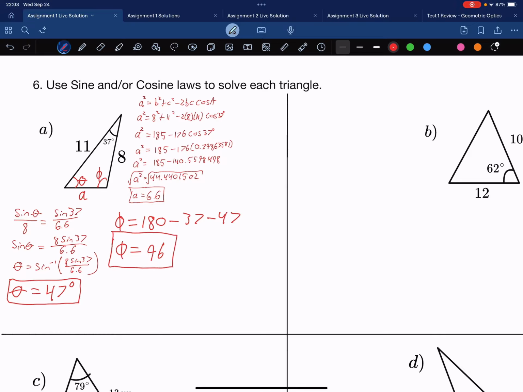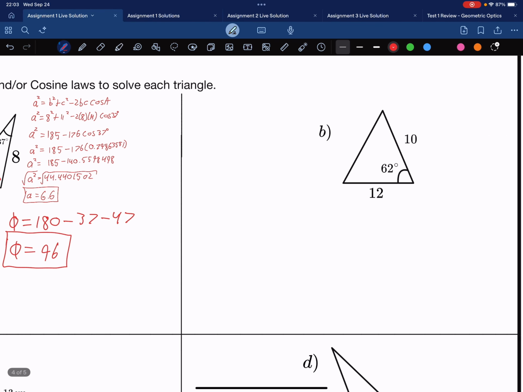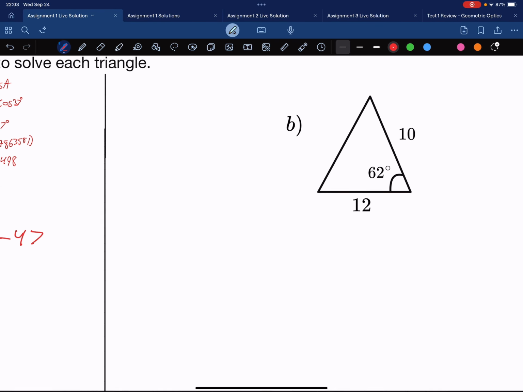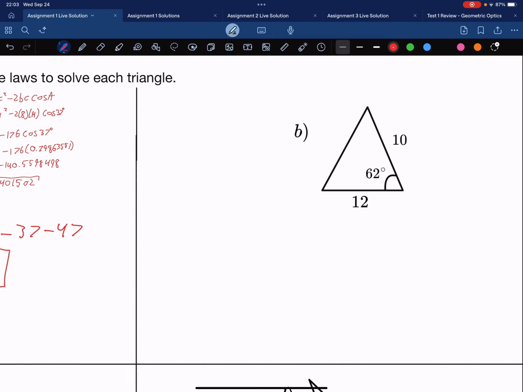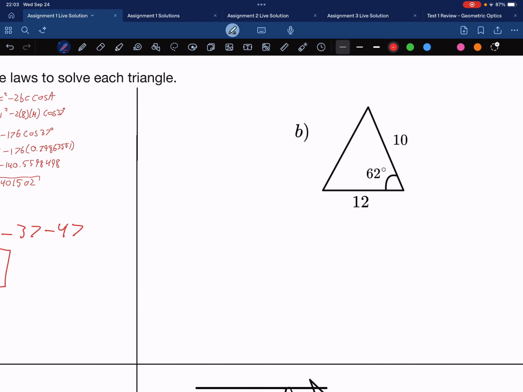If you want to know why the inverse of sine did not take a number larger than 1, feel free to ask me in class. I'd be happy to go over it with you. I'm just not going to bother doing that right now, this instant. So that is 6A done. 6B. Again, this is set up for a cosine law question.